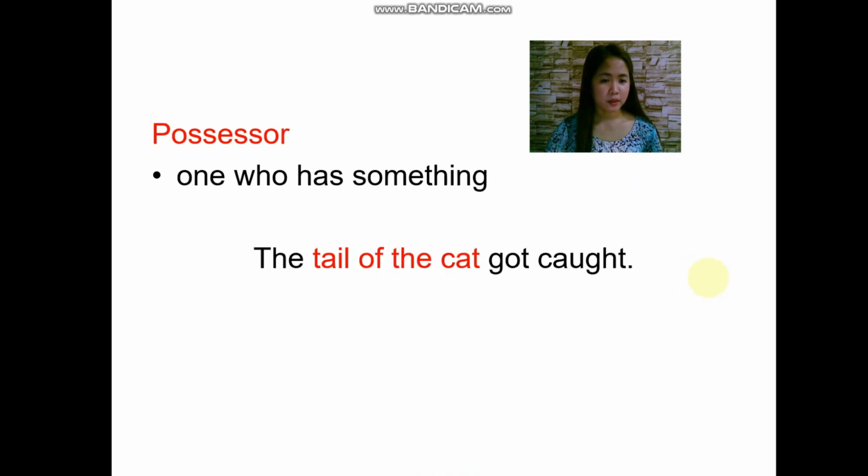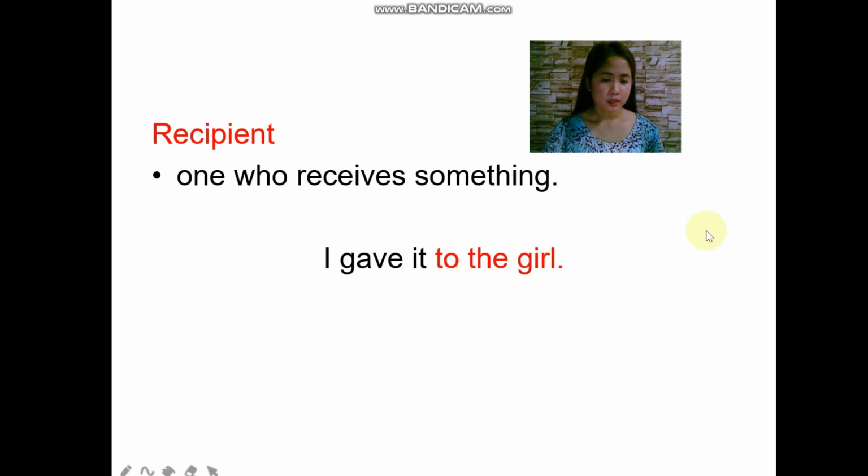The next thematic role is the possessor. It is the one who has something. In this sentence, the tail of the cat got caught. This means that the cat possesses its tail. Then we also have a thematic role in the form of recipient. Recipient is the one who receives something. In this sentence, I gave it to the girl. I gave it to whom? Therefore, the recipient is the girl.